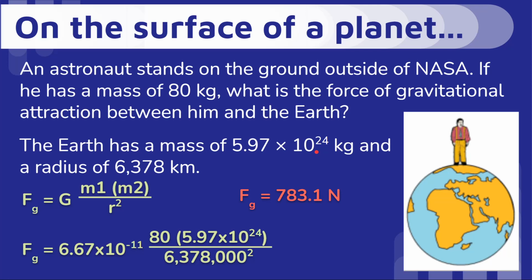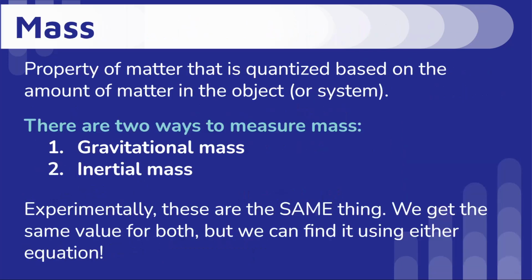You will get roughly the same answer, a little bit off due to rounding error. All right, so let's talk about mass a little bit more. It's in both of those equations that we were just looking at. Mass is a property of matter that is quantized based on the amount of matter in the object or system. And there are two different ways that we measure mass in science. We can measure gravitational mass and we can measure inertial mass.